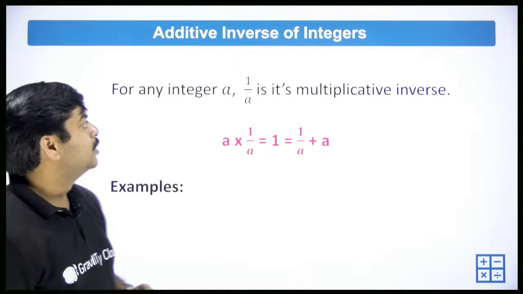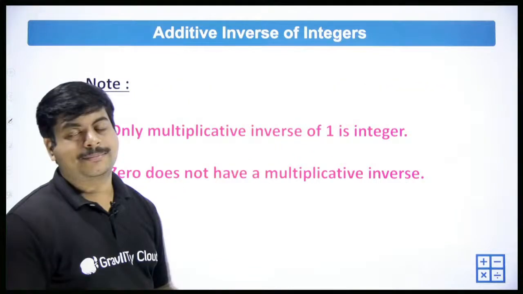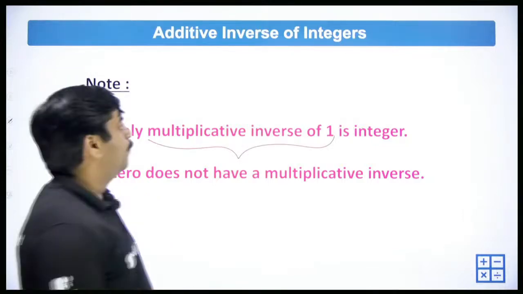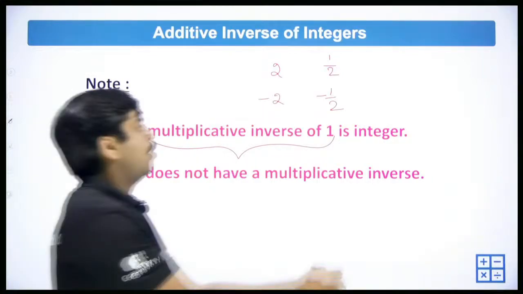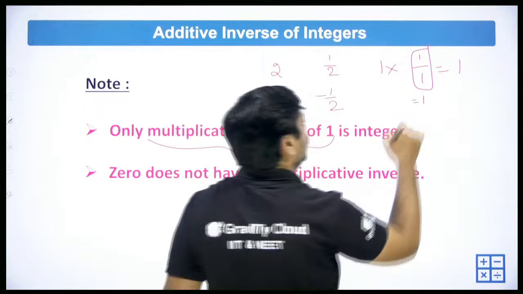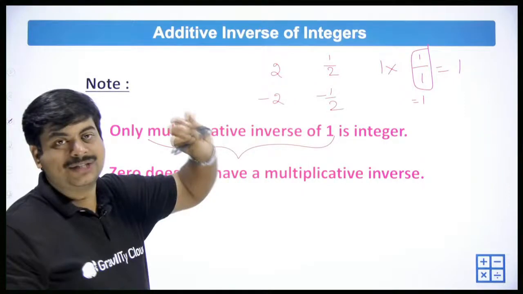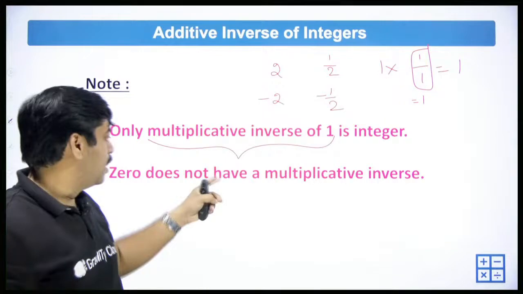So next we are going to discuss that only the multiplicative inverse of 1 is an integer. Why? For the number 2, what is the multiplicative inverse? 1 by 2. Is it an integer? No. For minus 2, minus 1 by 2, but is that an integer? No. But only for the number 1, 1 into 1 by 1 will give you 1. 1 by 1 is again equal to 1. You can say that it is again an integer. In integers, only the multiplicative inverse of 1 is an integer. For the rest of the integers, you will never get an integer back. And 0, as we just discussed, does not have a multiplicative inverse.